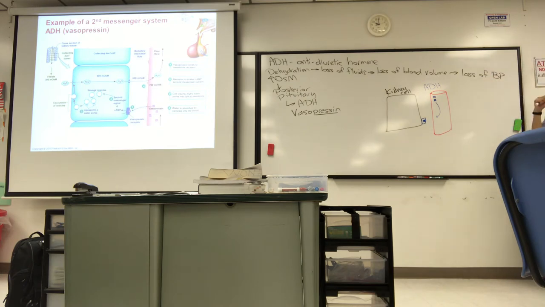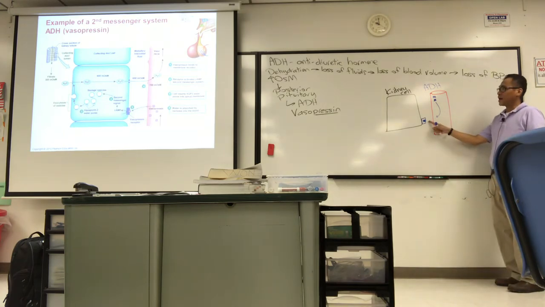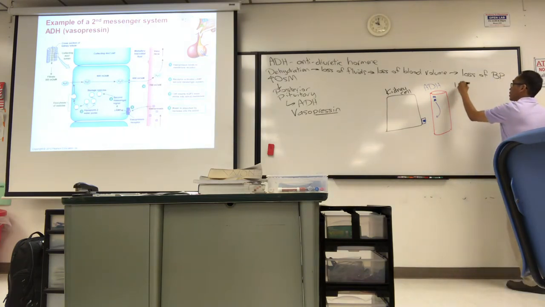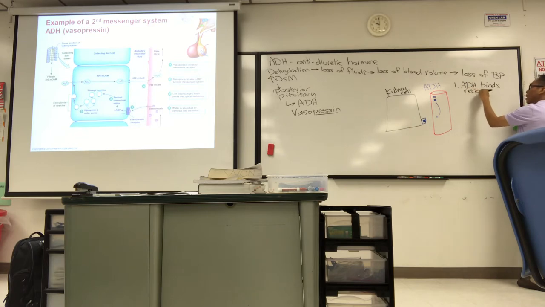So the pituitary is in your brain. The kidneys are by your 12th rib back here. Anyways, you bind it at the receptor. So number one, ADH binds receptor on cell surface.